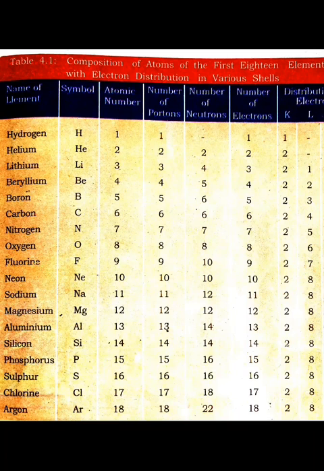So then what is valency? Valency is the combining capacity of an atom. So from the number of electrons in the outermost shell, or the valence electrons, we can determine the valency of an atom. Is that clear?